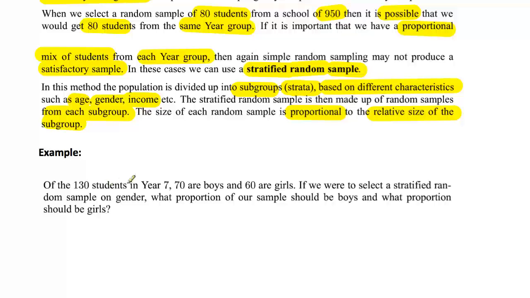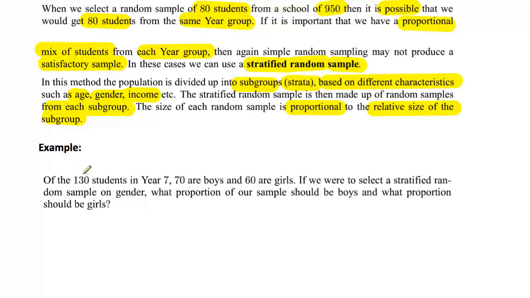Of the 130 students in Year 7, 70 of them are boys and 60 are girls. We want a stratified random sample based on gender. Okay, so it says what proportion of our sample should be boys and what proportion should be girls. So there you go, we've got 130 students. What proportion should we have in our sample group of boys and what proportion in our sample group of girls?